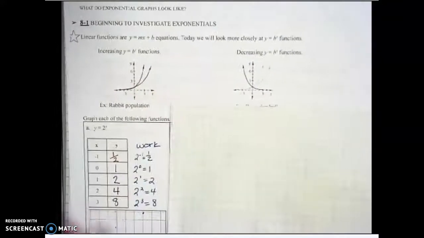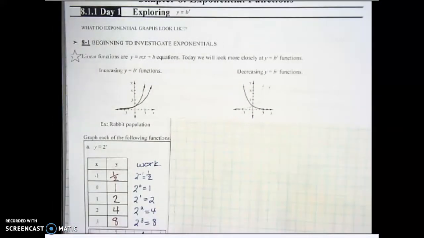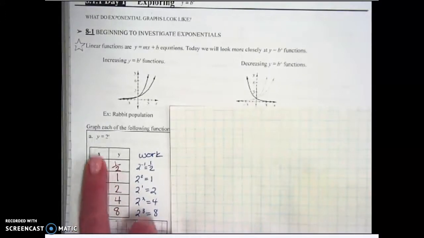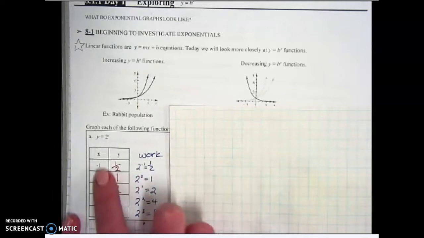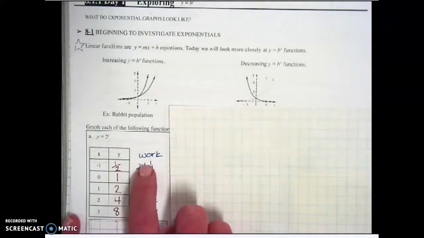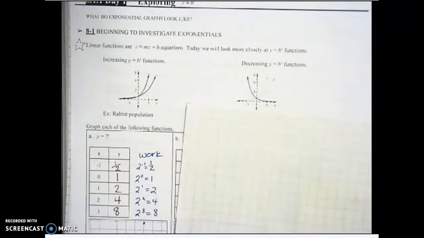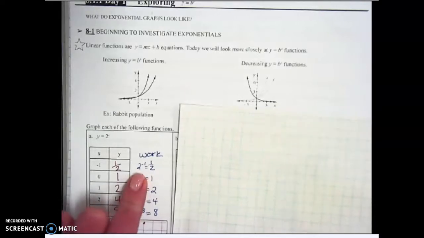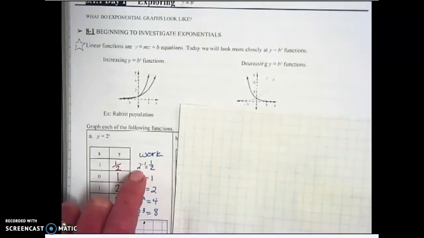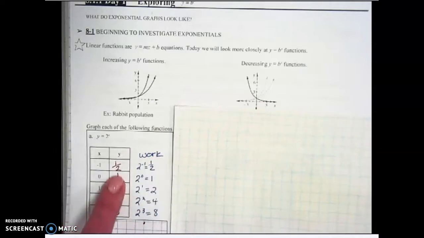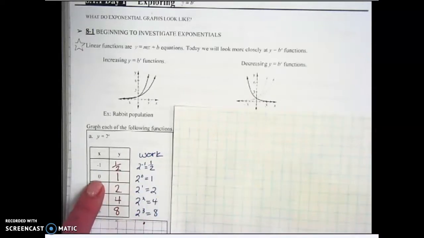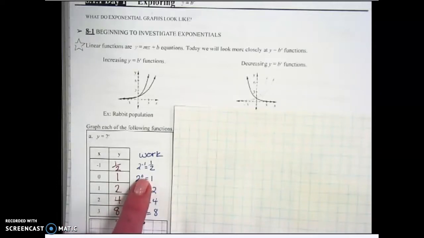All right, so down at the bottom, we're going to start by graphing the following functions. So what you're going to do is you're going to take the number that's in the first column, and you're going to plug it in for that little exponent x that's right there. It's kind of even hard to see. That means you're going to take this -1, and you're going to have 2 to the power of -1. When you have a negative exponent, that negative exponent moves the number from the numerator to the denominator, and it becomes 1/2. So in this box, you're going to fill in 1/2. Then when you plug in a 0, you have 2 to the power of 0. Anything to the power of 0 is 1. So you're going to fill in a 1.